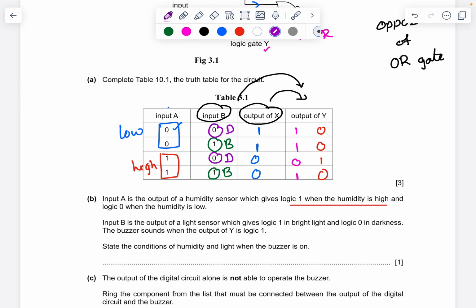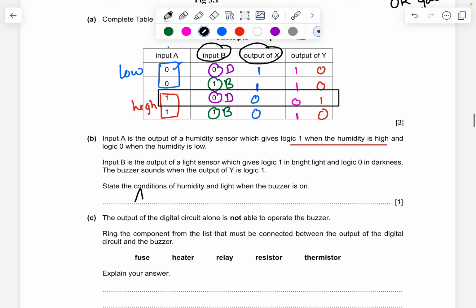The buzzer sounds when the output of Y is 1. So when it is sounding, the output is 1. In this case, it is sounding. So what should it be? Input A should be high. So A is 1 and B is 0. What does that mean? Humidity is high and there is darkness.